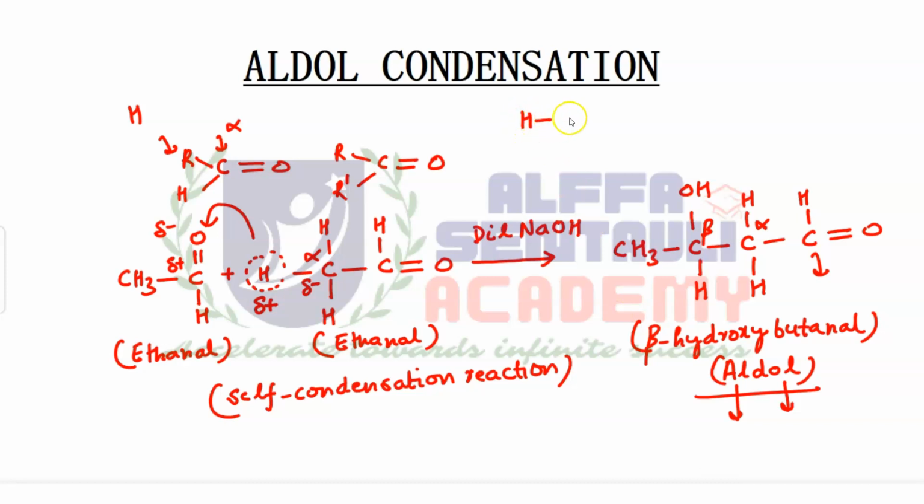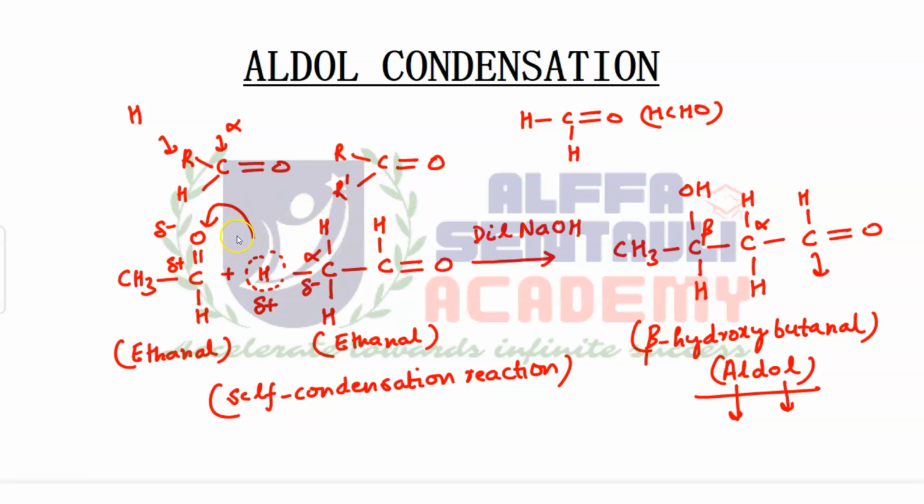Let's suppose we have taken this compound. This is formaldehyde, or you can write it this way, HCHO. Does it have any alpha carbon? No, sir. Does it have alpha hydrogen? No. So this formaldehyde will not go aldol condensation. Only molecules bigger than this can, so there should be at least one alpha hydrogen.